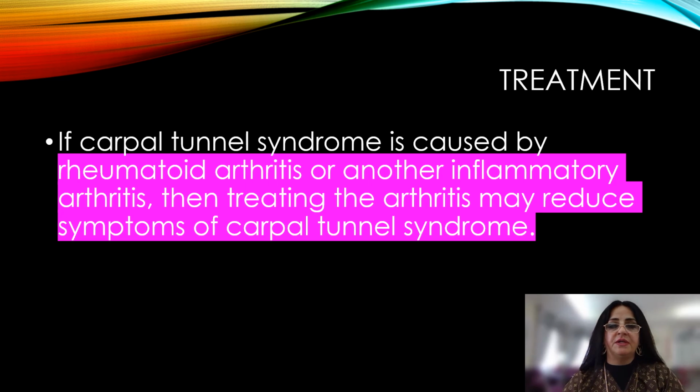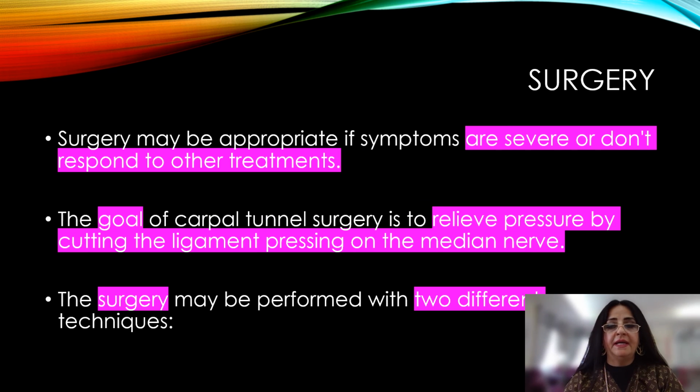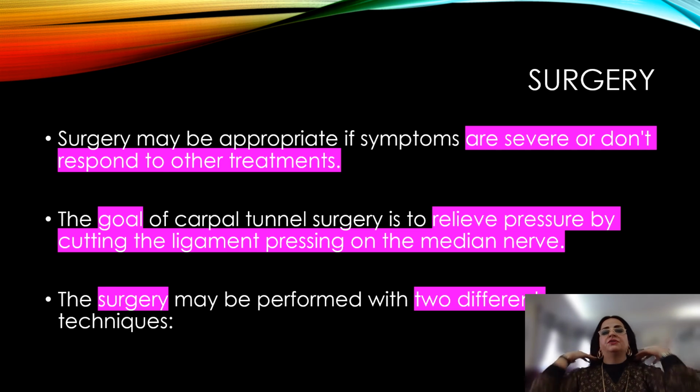Sometimes, as we said, carpal tunnel syndrome is a result of inflammatory diseases like rheumatoid arthritis or any other inflammatory arthritis. In this case, we have to treat the disease itself. Treatment of the rheumatoid arthritis is going to improve the carpal tunnel syndrome. And then we have surgeries. If the patient doesn't respond to the medication, splintage, or any other treatment that the doctor suggests in the early stages, then we have to go for surgery.